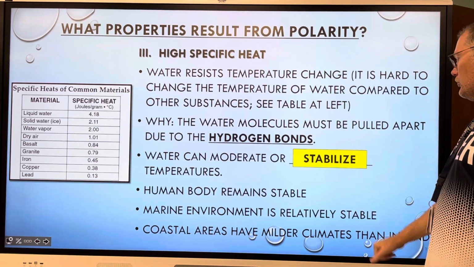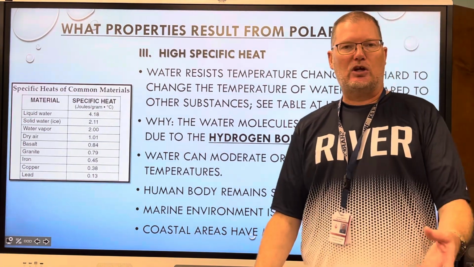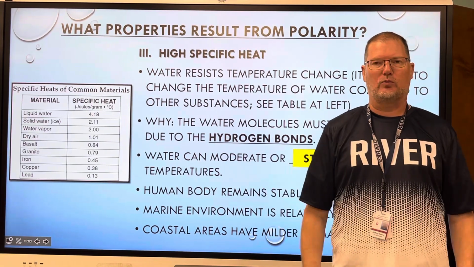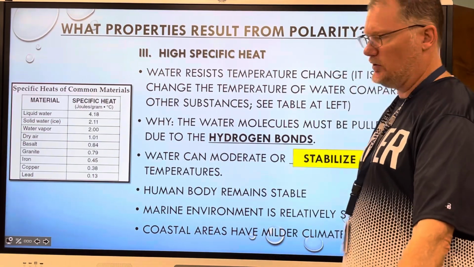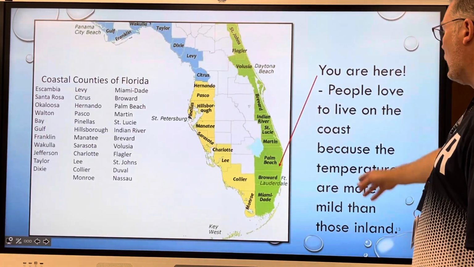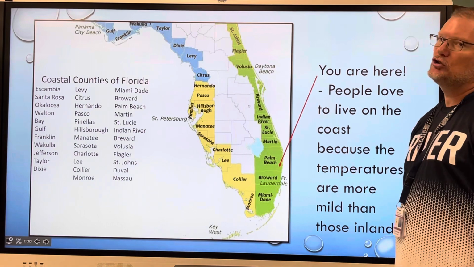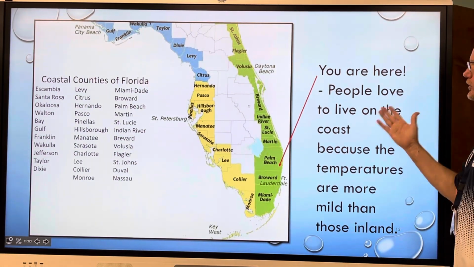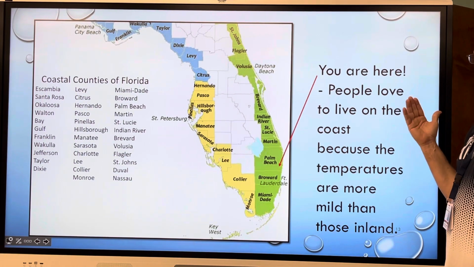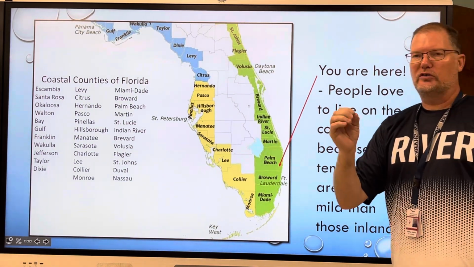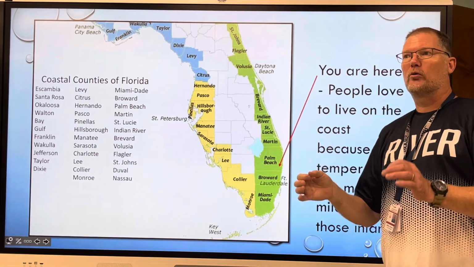Marine environments remain stable. The temperature of the water in lakes and oceans, the larger bodies of water, doesn't change very much because of this high specific heat. And coastal climates, like ours in Palm Beach, have more mild climates. People move here because they like cooler summers and warmer winters.